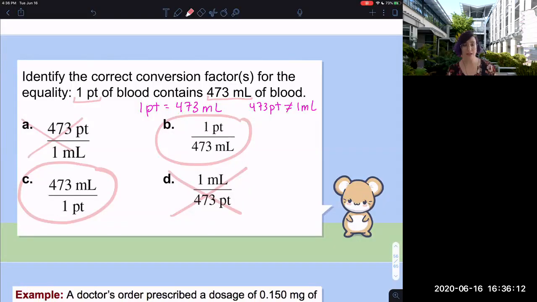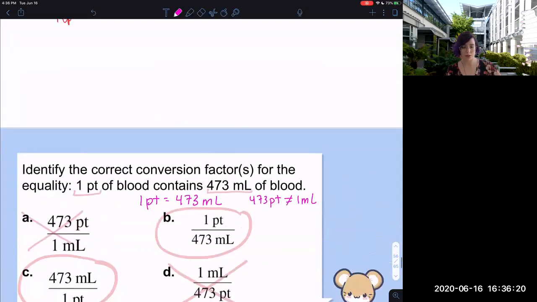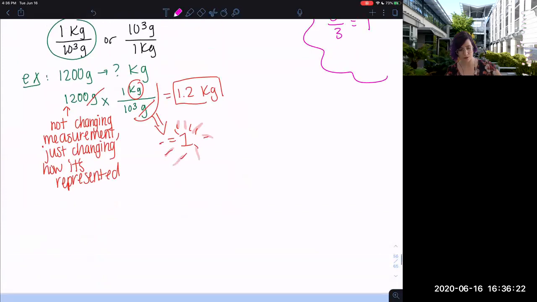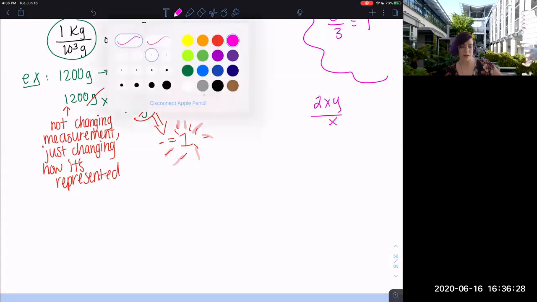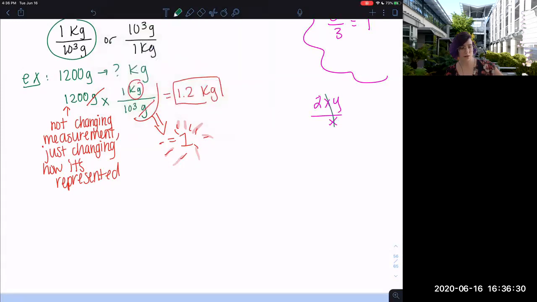All right, so that is how to make a conversion factor, and then we'll use it in the same way that you would cancel out, so going back up here, for example, just to be very clear, the same way that I would say 2xy over x cancels out the x. That's what I'm doing here by canceling out the grams. So if you've got a unit on top and a unit on bottom of a fraction at any point in the line, then you can cancel out that unit.